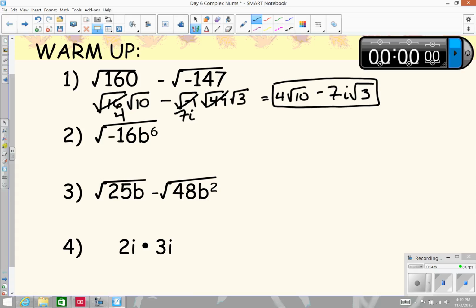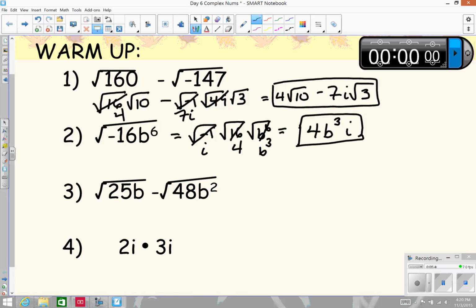Number 2, I want to rewrite that as a radical negative 1, and then if you want to separate the 16 and the b to the 6, we can write it as radical 16 radical b to the 6th. When I simplify that, my negative 1 under the radical becomes i, and then I've got a 4, and then I've got a b to the 3rd, which is the square root of b to the 6th. When I write this out, though, I want to put the i last, so I'm going to write 4b to the 3rd i, and that's the final answer on that one.